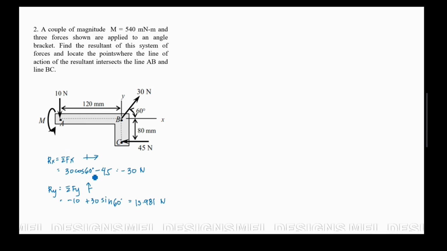So we now have values for the resultant components Rx and Ry. Next is to identify the angle between them so we can see the direction of our resultant. Okay? So we have here the inverse tangent of Ry over Rx.